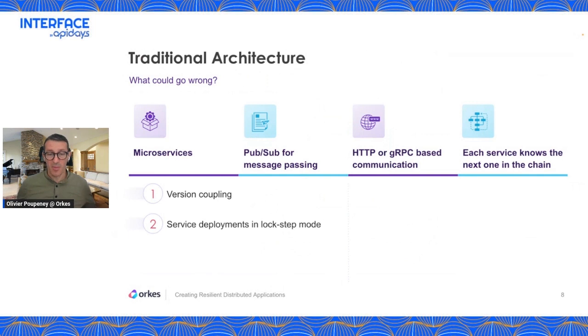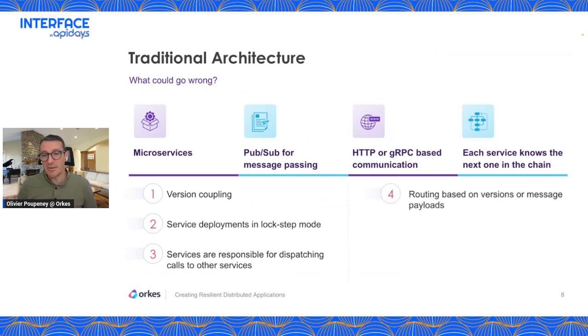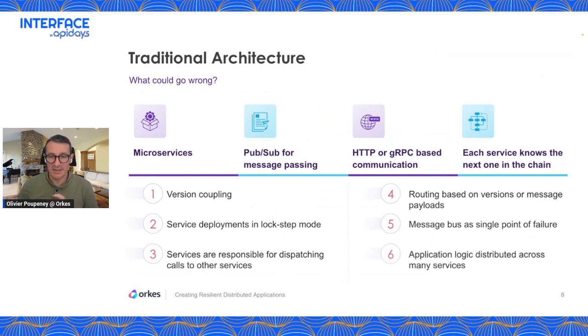The deployment in lockstep mode, when you need to deploy multiple services at the same time. Or services that are responsible for dispatching calls to other services. A lot of things can happen here. The routing based on versions or message payload, when payloads change, and believe me, it changes pretty often. The message bus becomes a single point of failure as well. So you need to manage that part. And the application logic is distributed across many different services.